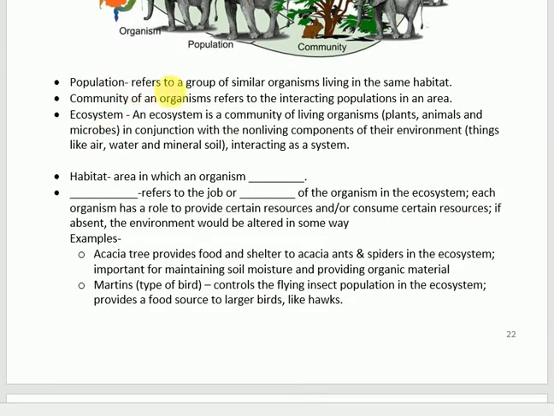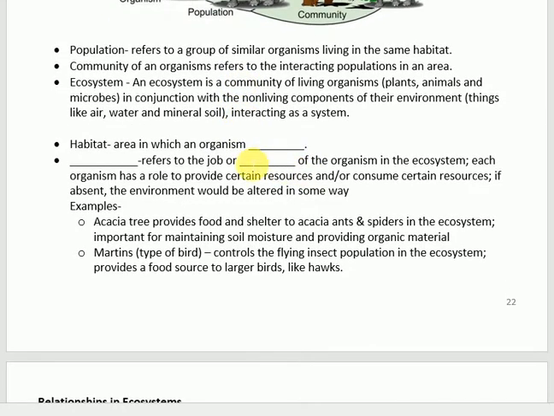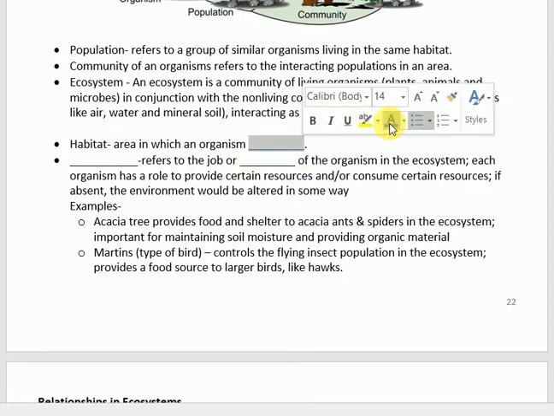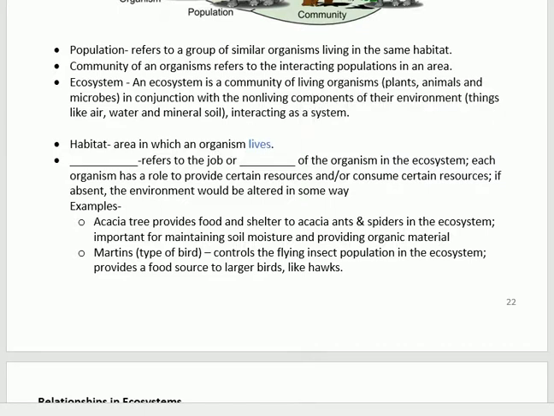So population refers to a group of similar organisms living in the same habitat. Community refers to interacting populations. And then we have the ecosystem itself, which is a community of living organisms, and that includes everything from the plants, the animals, and the microbes, and those living organisms with their non-living components, so the air, the water, the soil, etc. That is an ecosystem. So a habitat, as I'm sure you can guess, is where an organism lives.